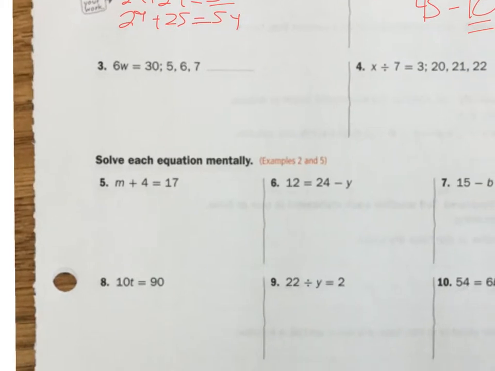Number 3, multiplication. 6 times W equals 30. I'm going to see they have 5, 6, and 7. I'm not even going to worry about those numbers because I know 6 times something gets me to 30. I know it's 6 times 5. 6 times 5 equals 30, so W equals 5, which is one of the choices, so that's kind of cool.